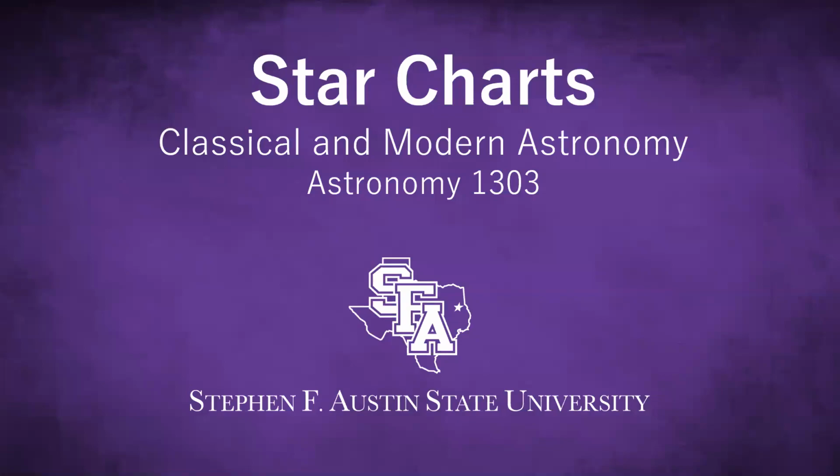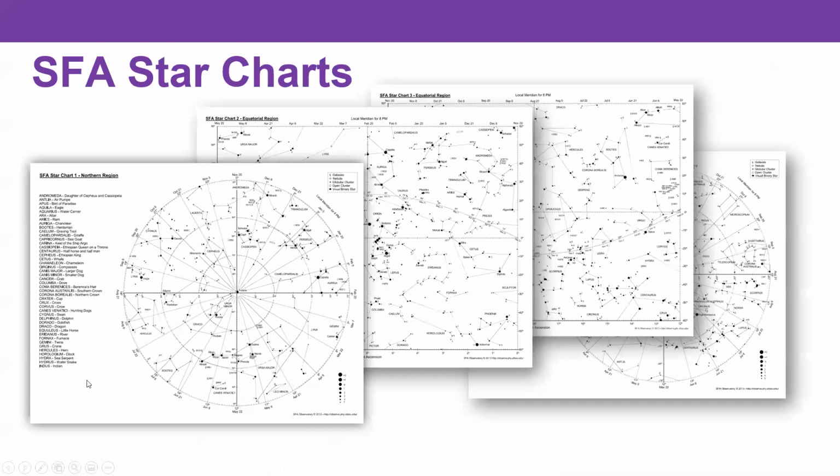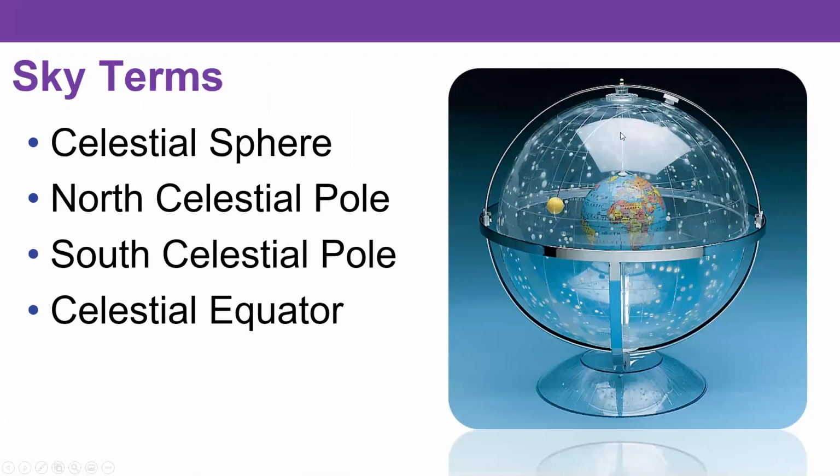So as you know, star charts are used by astronomers to navigate across the night sky and find stars, constellations, planets, and so forth. At SFA, we use these four star charts primarily, and they map the entire night sky. The night sky can be represented by this large sphere, the celestial sphere, an arbitrary radius sphere with the dots corresponding to stars at a variety of different distances away from the Earth.